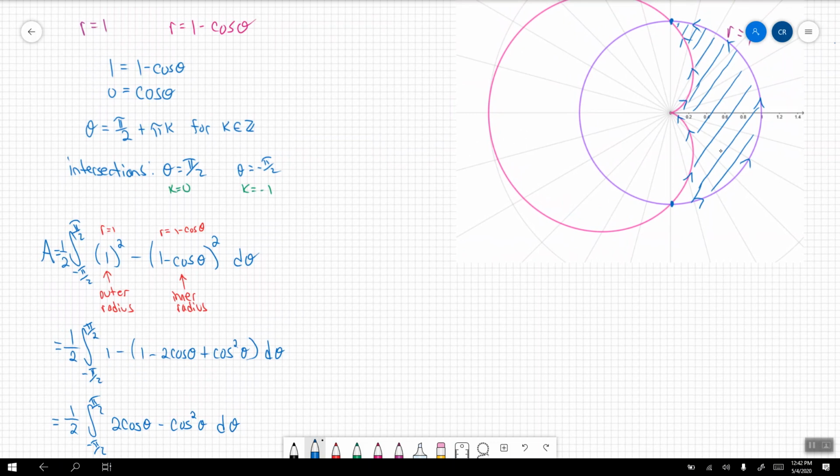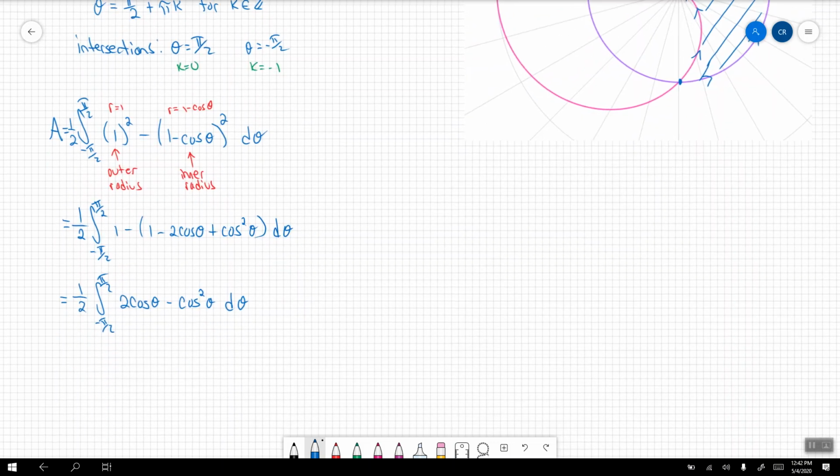Perfect. Now, one of the items that I want you to observe here as well is that we have symmetry occurring. Both of these graphs are symmetric along this x-axis, or as we like to call the polar axis. So, if we wanted to, we can just double the area going from theta is equal to 0 over to theta is equal to pi halves.